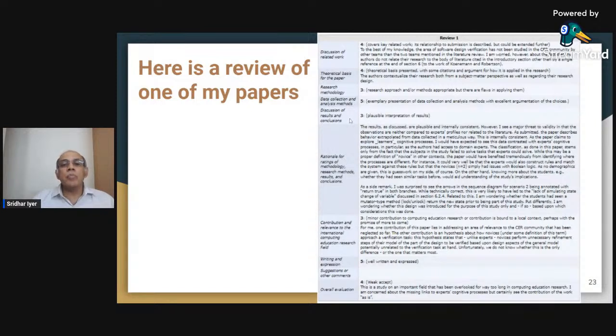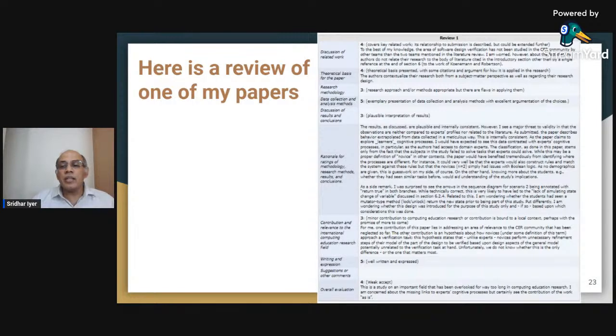Discussion also, the referee has said that it's possible their interpretation is a valid interpretation. Then the referee has given an entire rationale for why they have given this score. So they have given reasons, saying this is why I was surprised to see that this is happening, and so on and so forth. And then there is a section which asks, what is the relevance to the international computing education research field? Is this relevant?